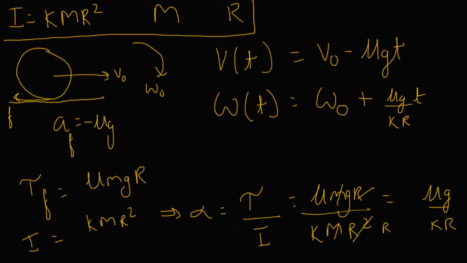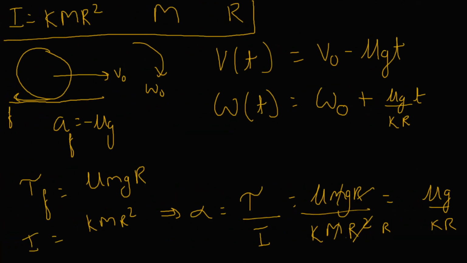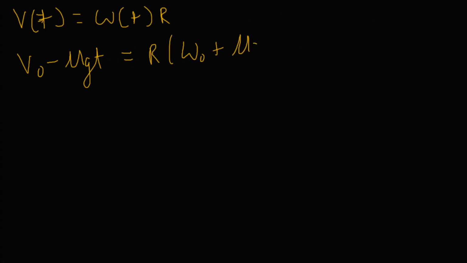Now let us make the equation. V as a function of time should be equal to omega as a function of time times the radius. So we have v naught minus mu gt is equal to r times omega naught plus mu gt by kr. Yeah, this is what we have.